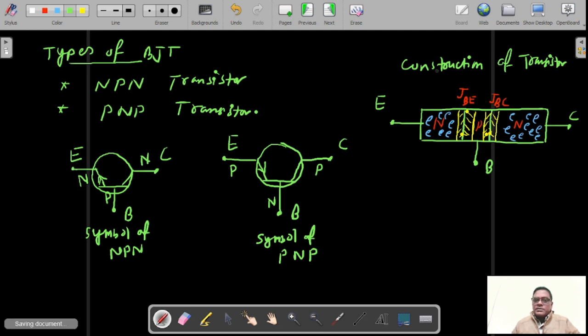If we see the construction of an NPN transistor, there will definitely be three regions. We call this particular region the emitter region, and in the middle we have the base region and the collector region. If we see how the area is divided, the base is the smallest area of the transistor. That means the base has a very small area, and compared to the collector and emitter, the collector has the maximum area, slightly greater than the emitter region.